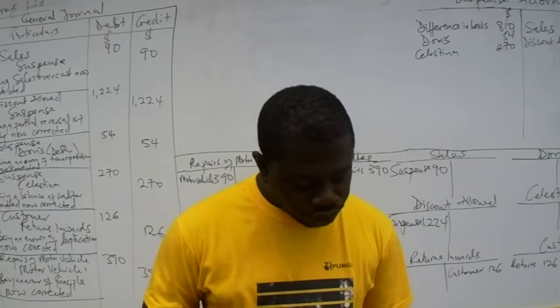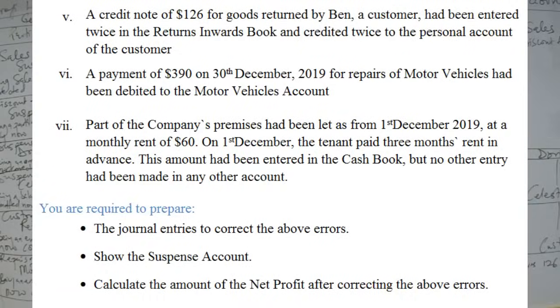The last one: part of the company's premises had been let as from 1st December 2019 at a monthly rent of $60. On 1st December, the tenant paid 3 months rent in advance. This amount had been entered in the cash book, but no other entry had been made in any other account.